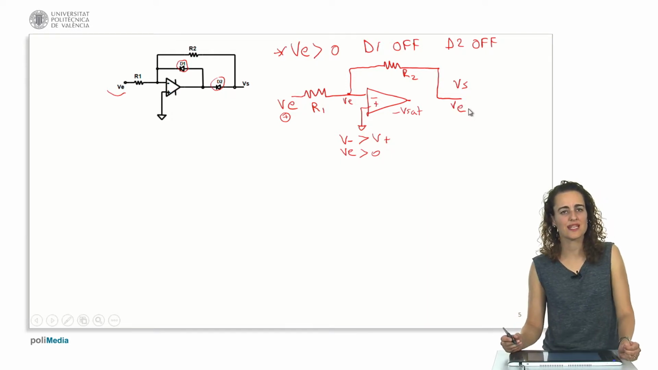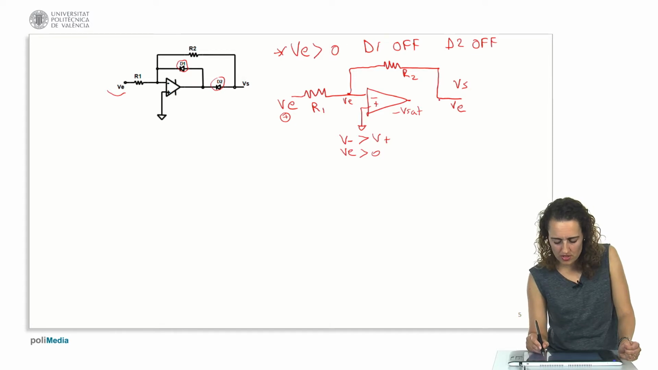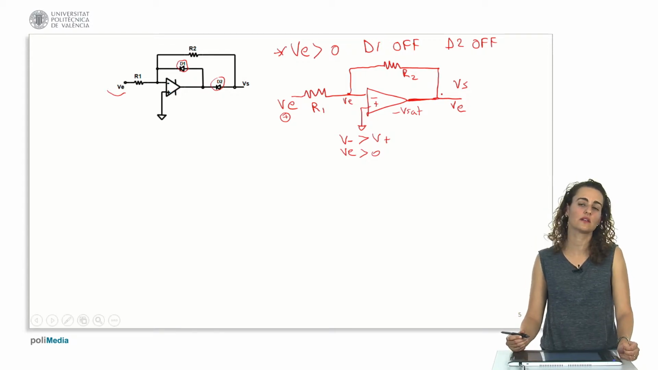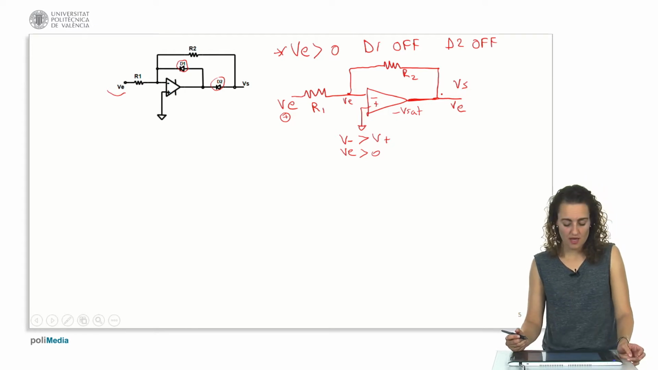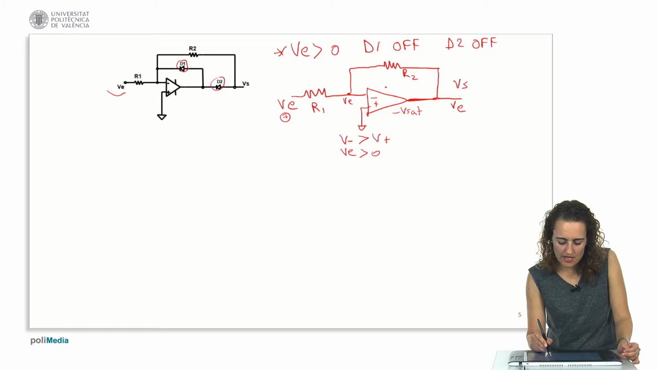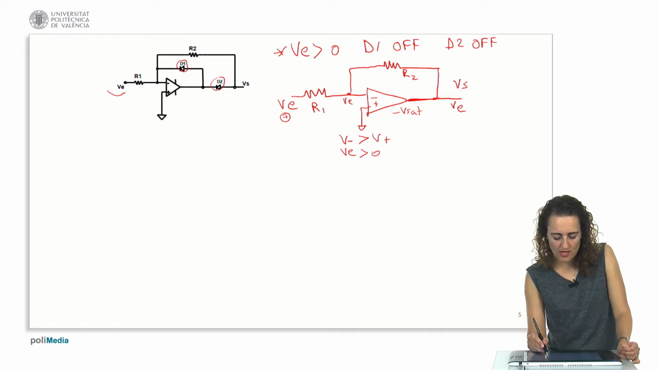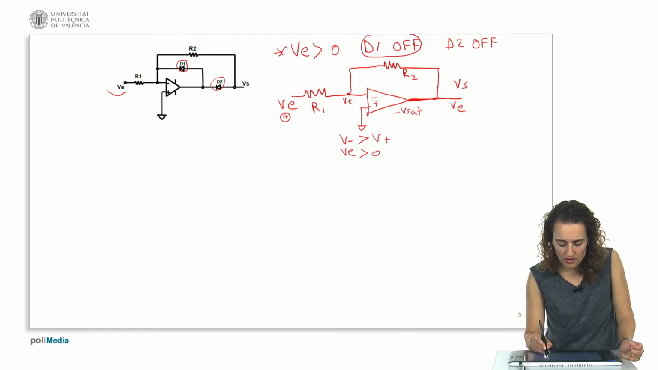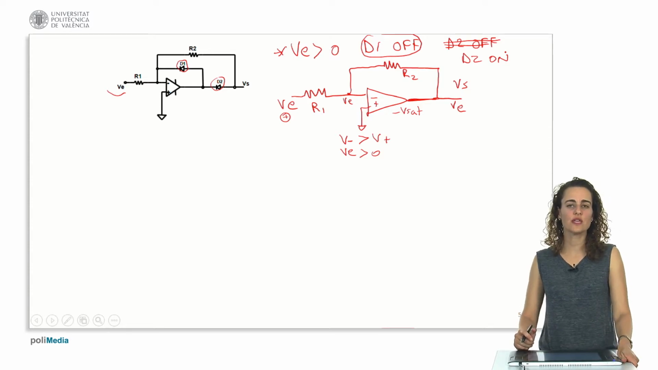That makes diode 2 on, because this side is positive and this side is negative. So this should be on, and if this is an ideal diode, I could suppose it is a short circuit. However, for diode 1, because here I have minus saturation voltage, and at the cathode I have a positive voltage, I am sure that this diode is off. So diode 1 was off, as supposed, but diode 2 is on. And this is the real circuit I have whenever VE is positive.